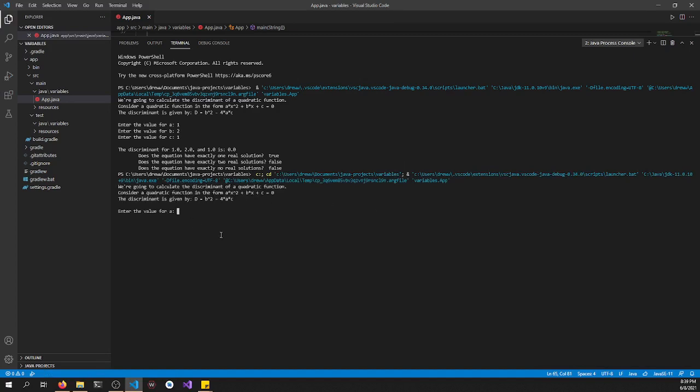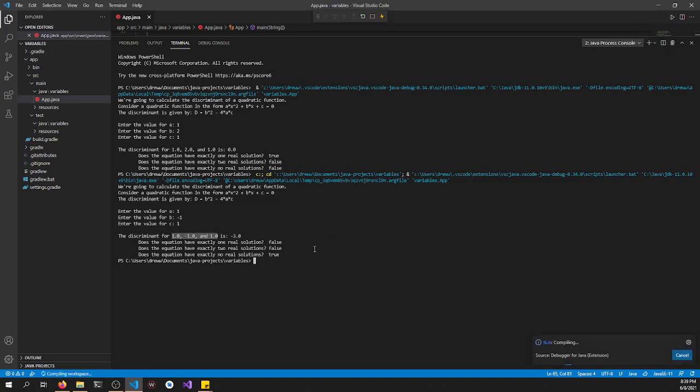And let's see. Another one we could try is 1, negative 1, 1. Okay, and that gives me a negative number, which corresponds to no real solutions. And that's what we see here. This, by the way, is an easy one to come up with because when you factor a sum of 2 cubes, this is the other factor. So if you're familiar with cube factoring, you've seen this polynomial before.